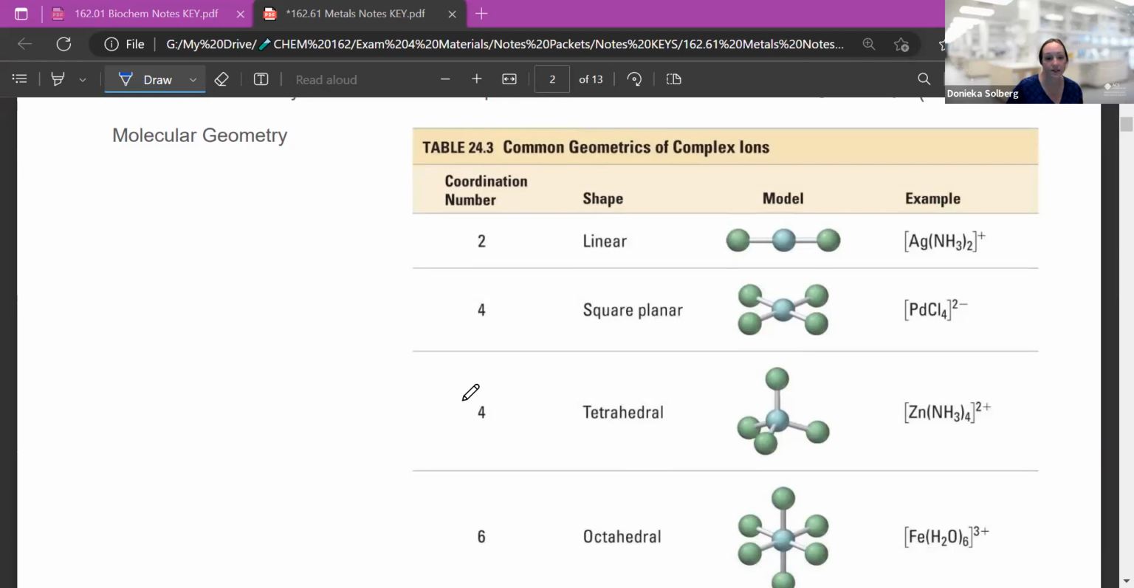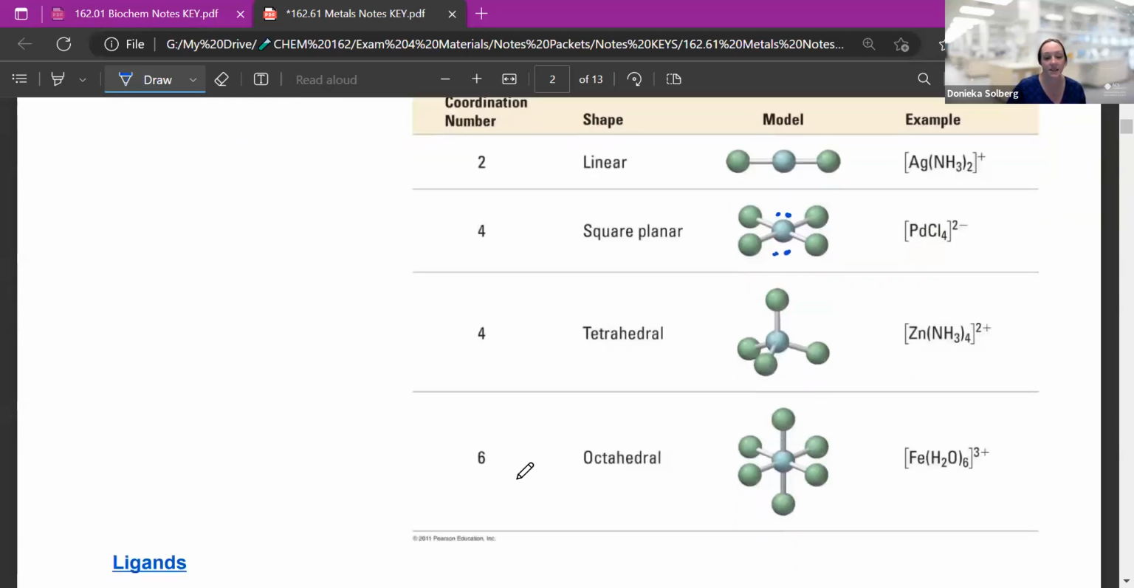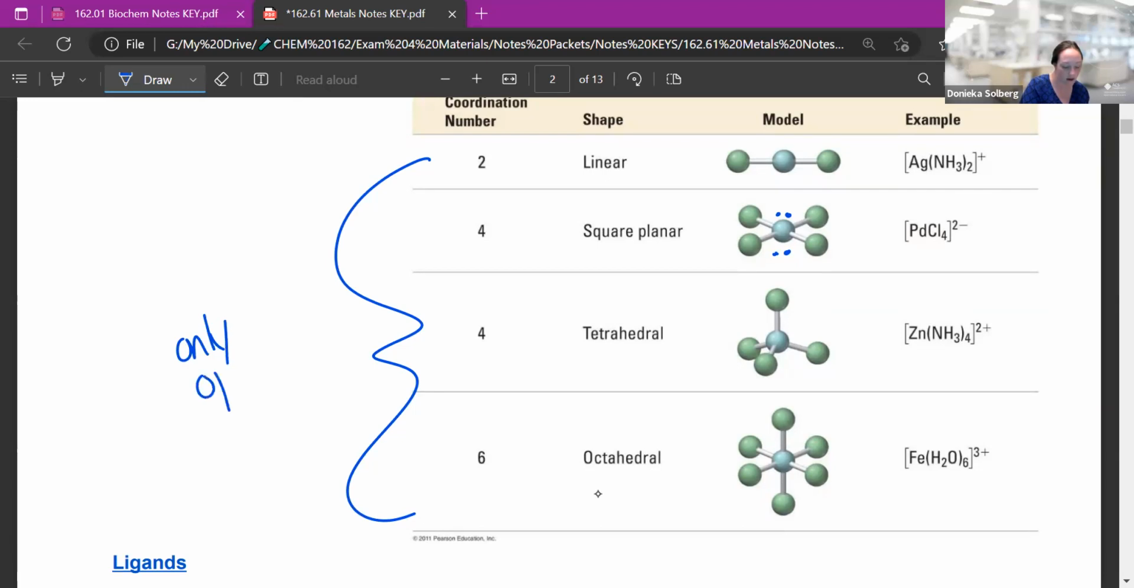So usually with 4 things attached, we think tetrahedral. Now, sometimes though, if it has 4 things attached, it's square planar, and that's probably because it's got some extra electrons on there, right? So these are going to be the only 2 options for metal complexes. And then if it has 6 things bonded to it, it's going to be octahedral. So you don't have to remember all of the different shapes. These are going to be our only options for these metal complexes.